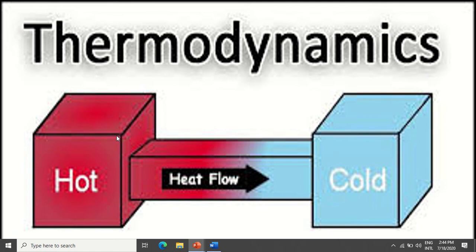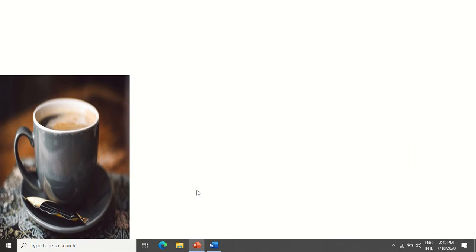So in thermodynamics, we will learn about the flow of heat. Heat flow doesn't depend on the amount of heat energy in the object. Rather, it depends on the temperature. And heat always flows from high temperature body to the low temperature body. That means hot body to the cold body.